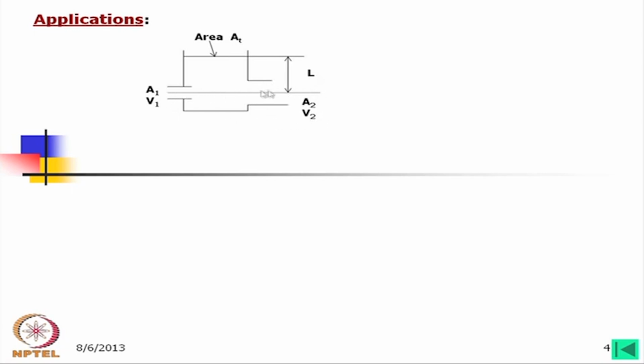This means that along this line, when the flow is going in, velocity is V1, flow is going out, velocity is V2. Area of this outlet is A2, area of this inlet is A1, and AT is the surface area of this vessel, and L is the height from this datum line. Now, for steady state condition, we can write rho V1 A1 is equal to rho V2 A2.